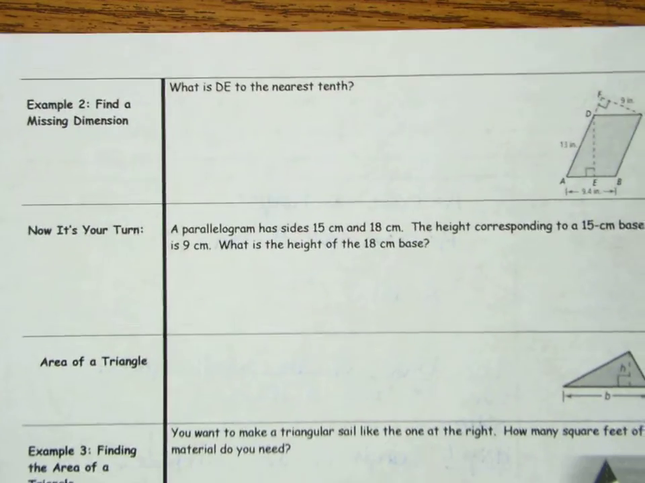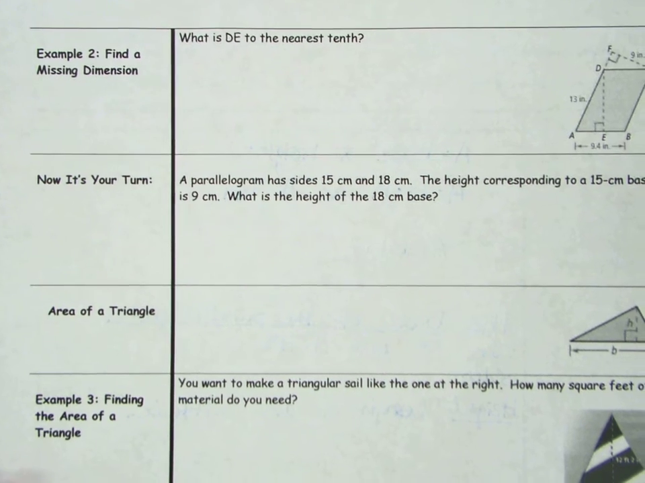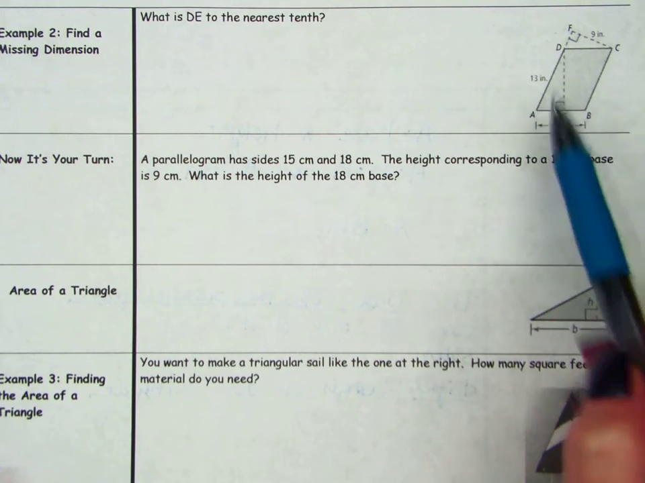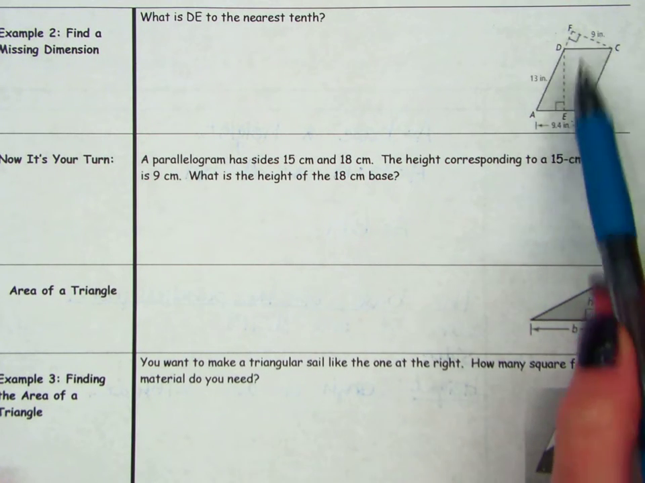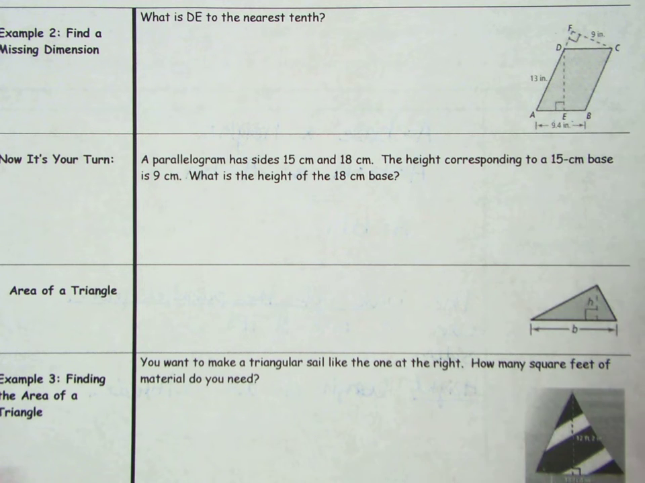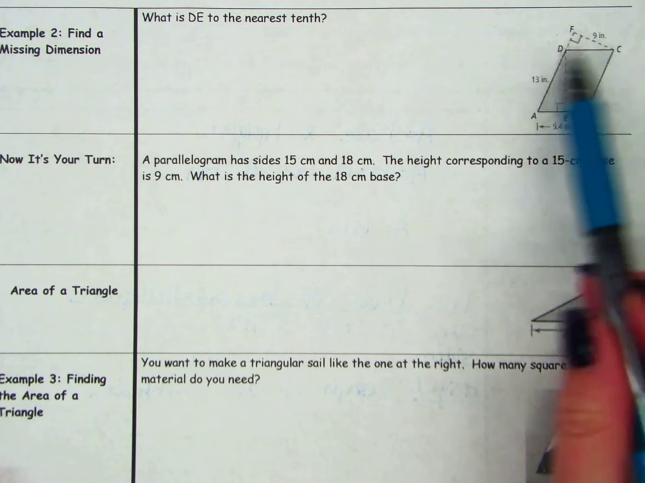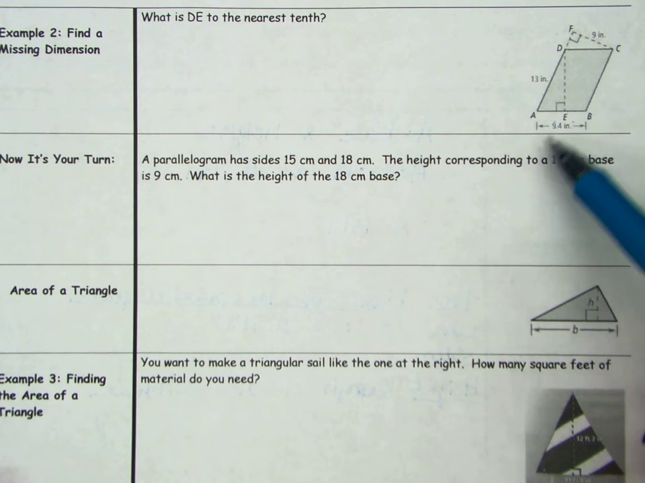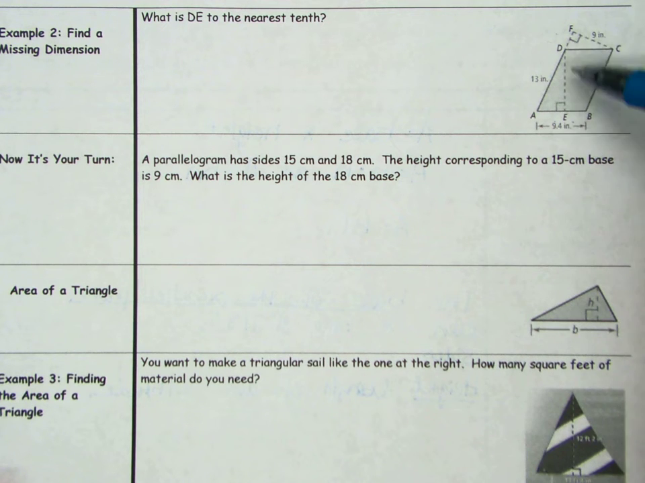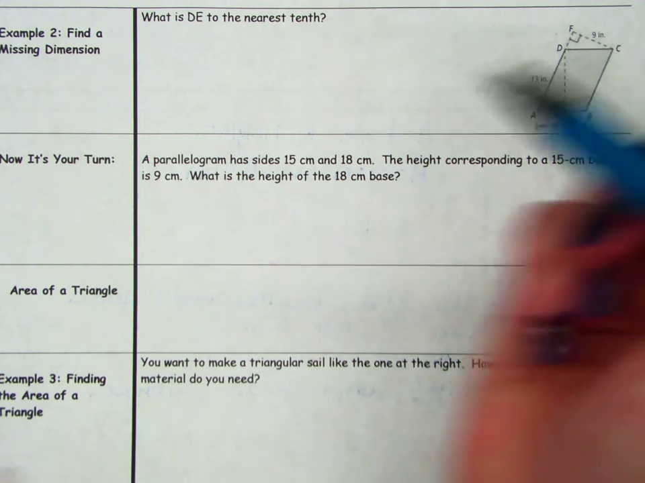All right, so flipping the page over, we're going to look at example 2, which is finding a missing dimension. So we're given this parallelogram, we're given 2 side lengths, and we're given a height. Side length, and then here's a height. So they want me to find this height here related to this base. Well, I'm going to have to use this base given with this height first to find the area.